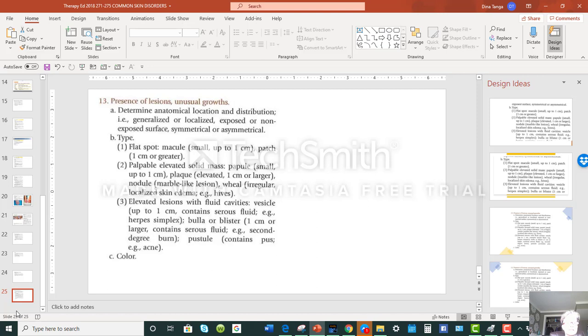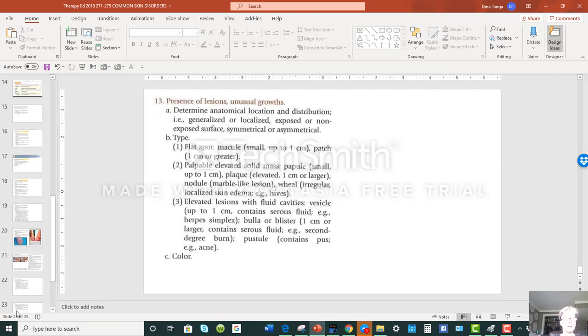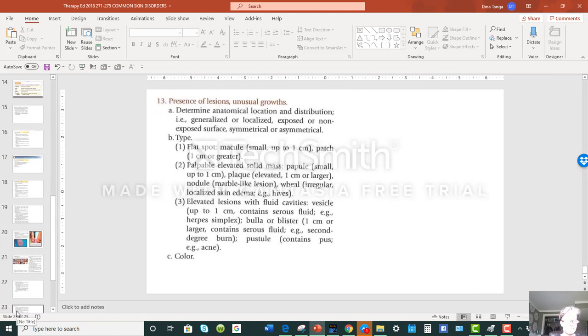Wheal: irregular localized skin edema, like hives. Elevated lesions with fluid cavities: vesicle, up to 1 centimeter, contains serous fluid, like herpes simplex; bulla or blister, 1 centimeter or larger, contains serous fluid, like a second degree burn. Pustule contains pus, like acne, and then color. So determine location, the type, and the color.